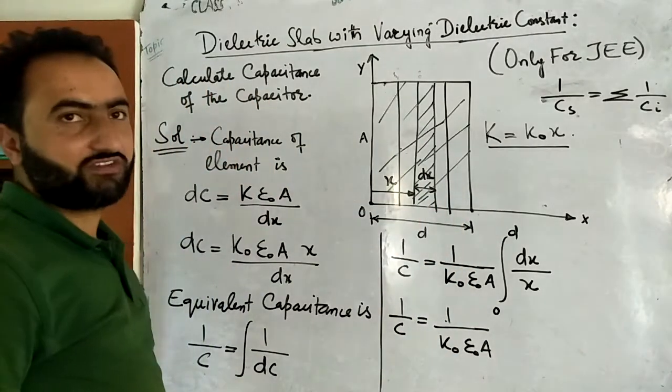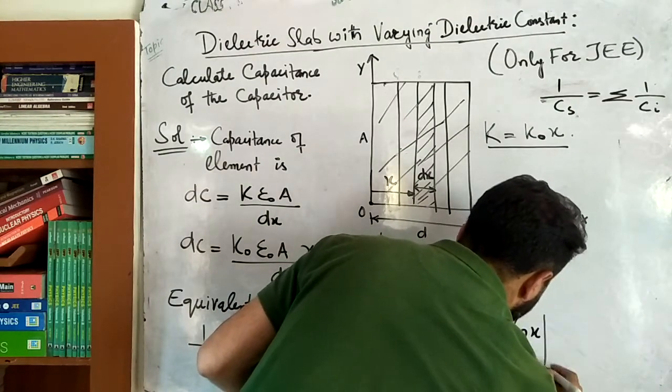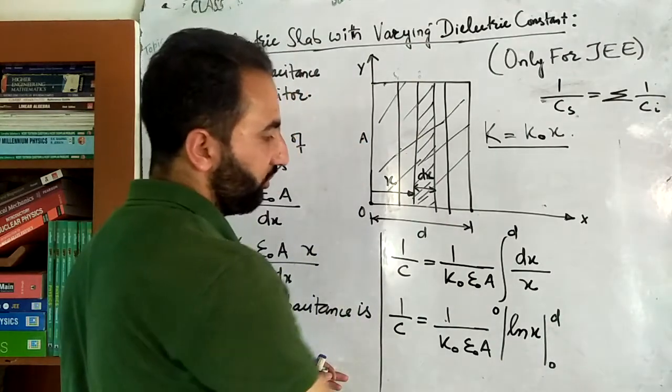And integration of 1 by x, what's that? That's obviously ln of x. So it is ln of x. Limits are from 0 to d. Okay, so it will be upper limit minus lower limit. Ln of 0 is 0, so it will be ln of d.